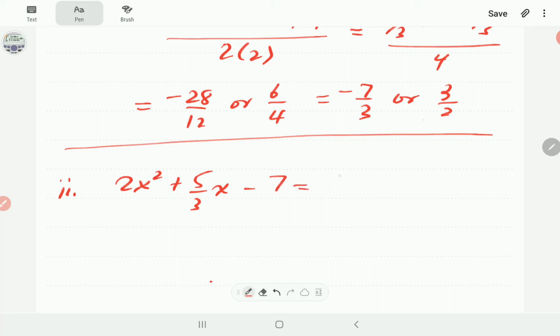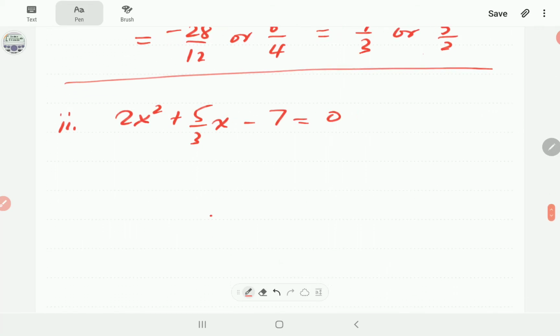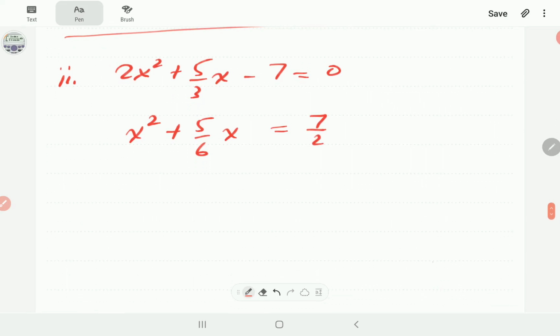So in that method, we said if we've got a quadratic equation like this, the first thing we're going to do is divide by the coefficient of the x squared, so that the coefficient of x squared ends up being 1. So this is going to be x squared, this is going to be 5 over 6, and the 7 we take to the other side and divide by 2.